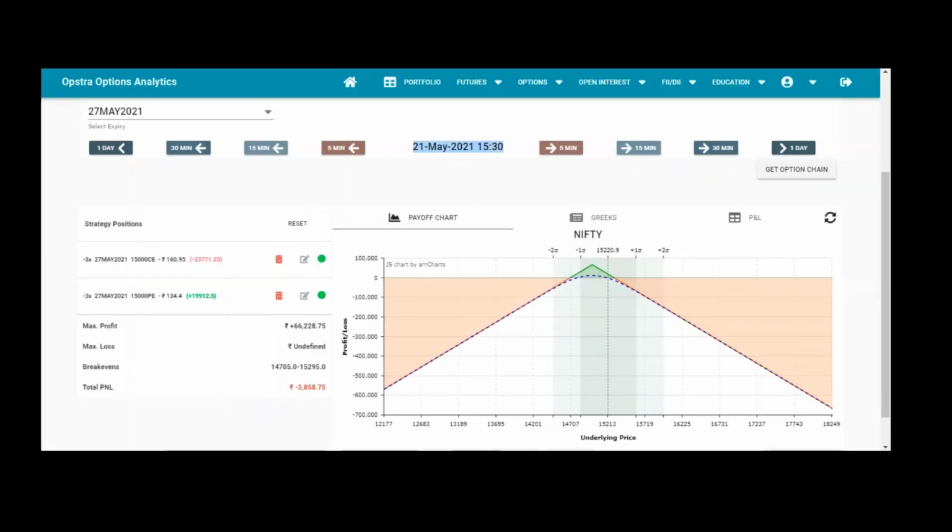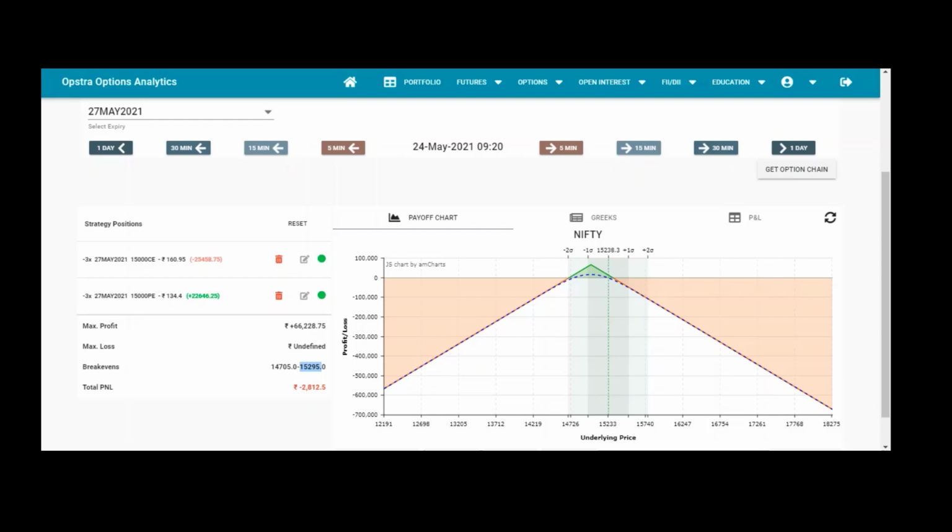So by the end of the day we are in a loss of 3,858. Okay, so let me go to the next day, and on the 24th May when the market opened, we are in the loss of 2,800 rupees, and we are near to the break even point. Break even point means, if you see here, if market goes below 14,700 we will see the losses, or if market goes above 15,295 we will see the losses.